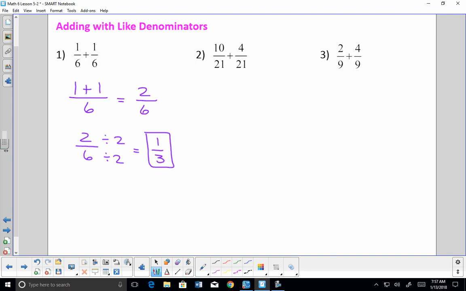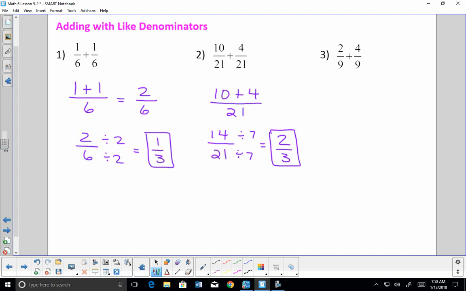Let's look at number 2. 10/21 plus 4/21 equals 10 plus 4 all over 21. 10 plus 4 is 14. 14 over 21 will reduce. I know the greatest common factor here is 7. So I will divide the numerator by 7, I will divide the denominator by 7, and I will get 2/3. Always make sure when you add your fractions, you give the answer in lowest terms, or in what they consider to be simplified form.